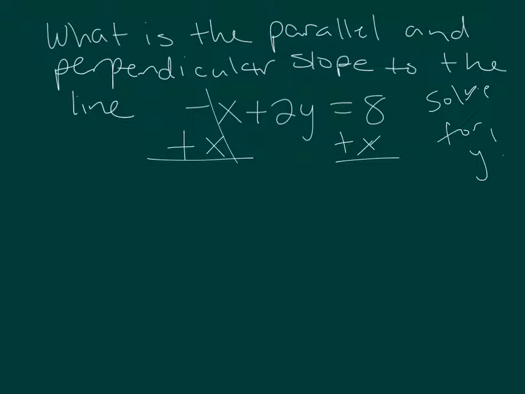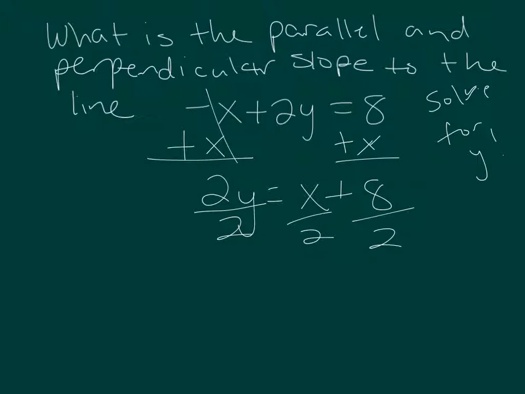Same thing, so we get 2y, and I want to put my x first, so instead of 8 + x, I want x + 8. y still isn't by itself, so I divide by 2 to everything, not just some of it. So I get y =, this x actually is a 1, and 1 divided by 2 is not 2, but it's (1/2)x + 4, because 8 divided by 2 is 4. So there's my equation.